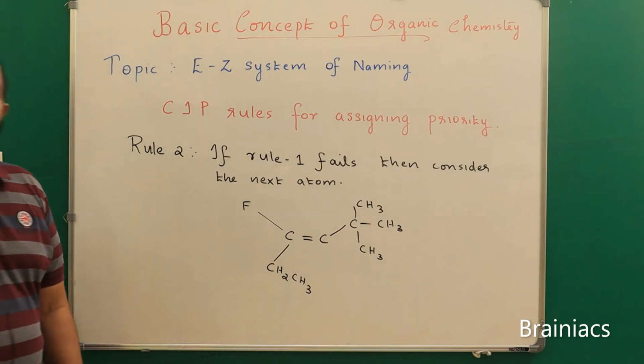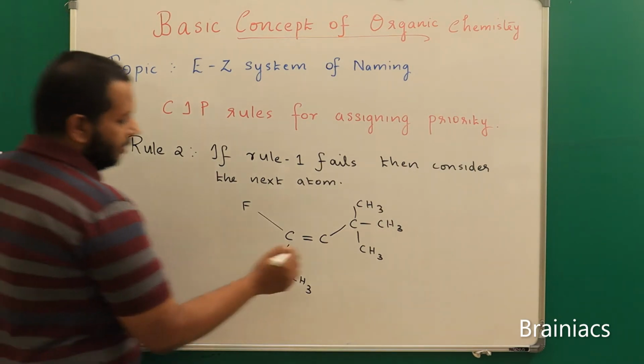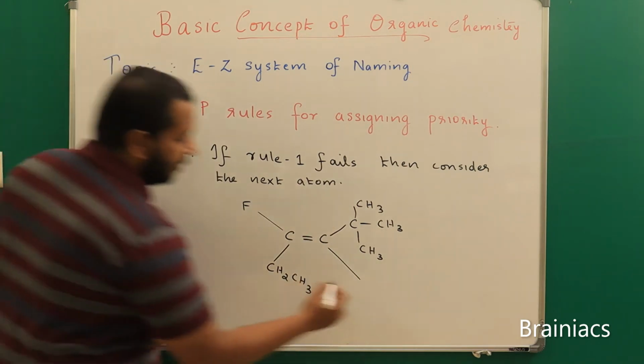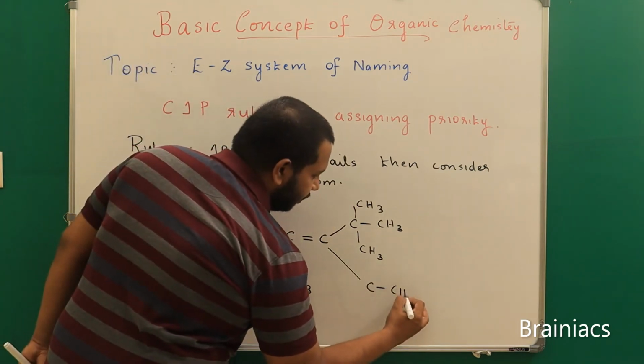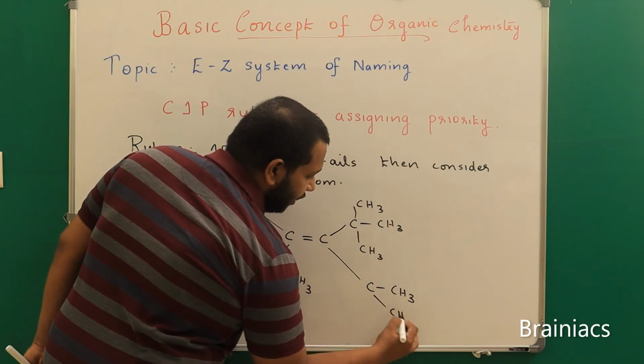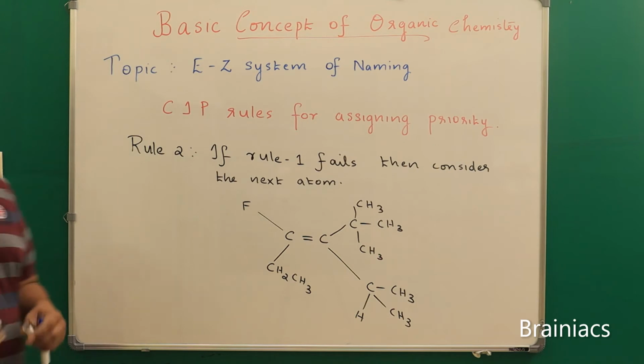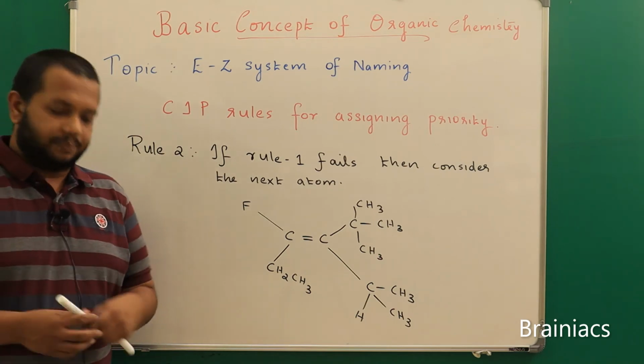Correct? And this carbon atom, it is connected to which one actually? You can see another carbon atom which is connected to a CH3, another CH3, and another hydrogen atom. Now we will take one by one and assign the priority.